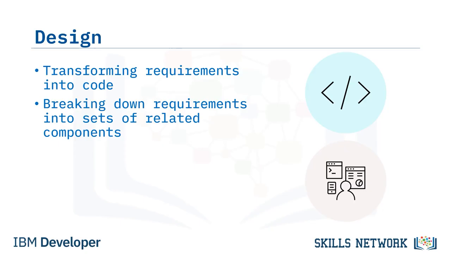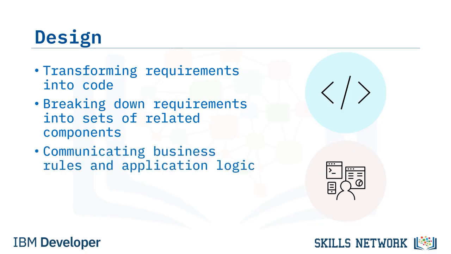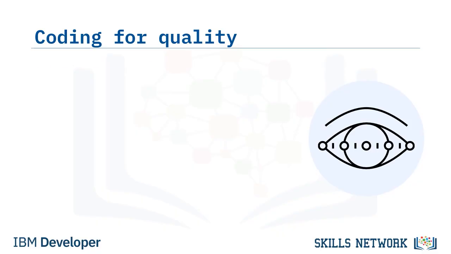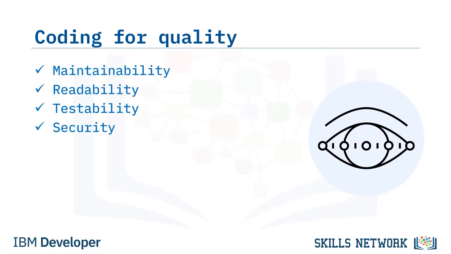The system design incorporates guidance on system functions, performance, security, and platform characteristics. The design communicates business rules and application logic. Application programming interface design, which is how apps talk to each other or communicate with the database, user interfaces, and database design. Code quality refers to the characteristics of the code, including attributes such as maintainability, readability, testability, and security.